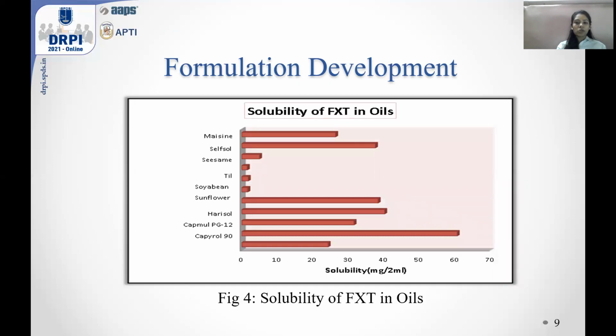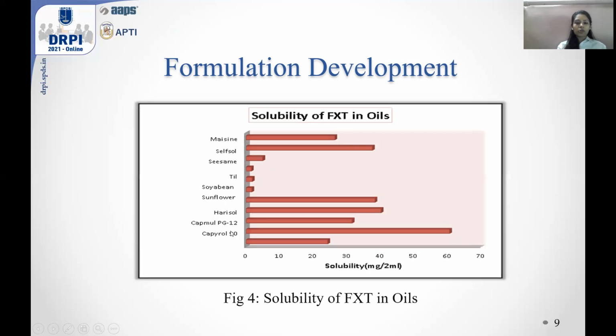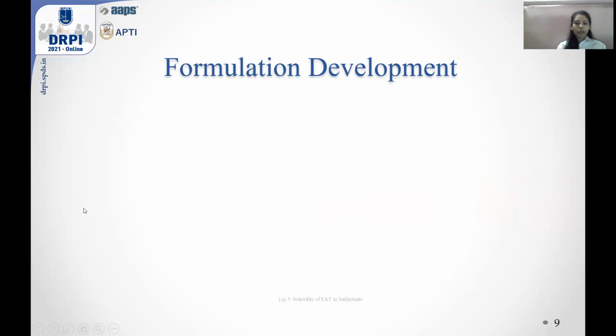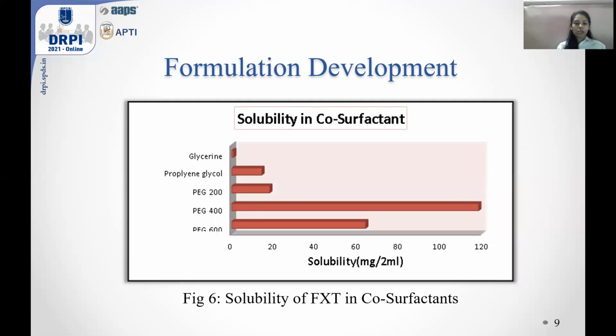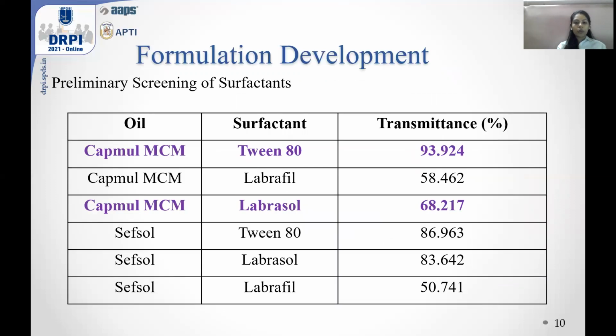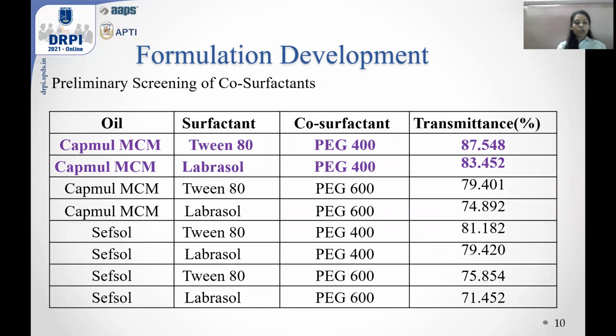Solubility of febuxostat in various oils, surfactants, and co-surfactants was measured by dissolving excess amount of the drug in a fixed amount of excipients. As seen from the graph, high solubility of the drug was observed in Campul MCM and Cefsol. In case of surfactants, the drug exhibited good solubility in Labrafil, Tween 80, and Labrasol. Among the co-surfactants, higher solubility was seen in PEG 400 and PEG 600. In preliminary study, Tween 80 and Labrasol were selected for further study, while among the co-surfactants, PEG 400 was selected.